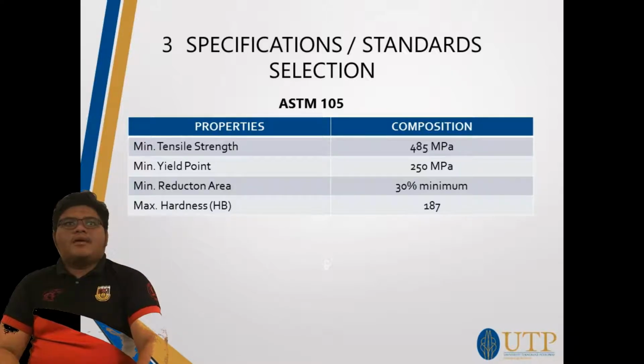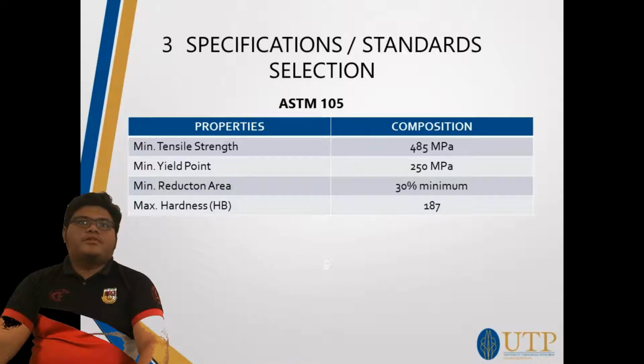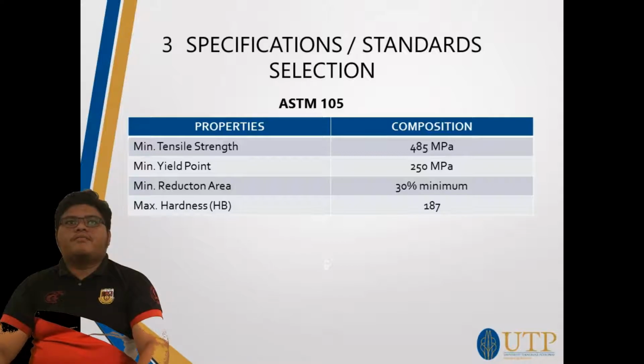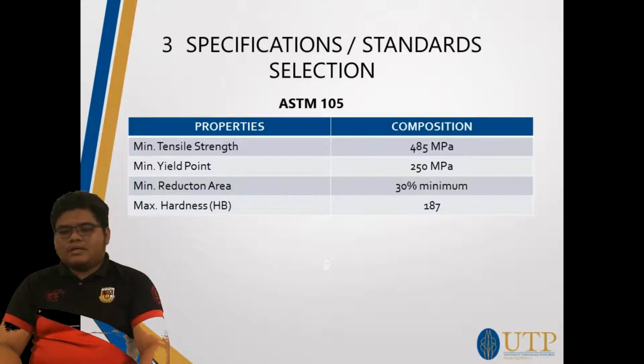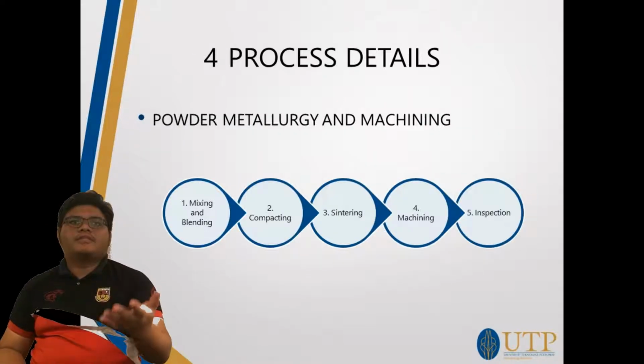So ASTM A105 is the most suitable choice, especially since the standard is used in pressure systems which have ambient and high temperature operating conditions. So this is the most suitable material that we can use to produce our flange. Now I'll talk about the process details to produce our flange.